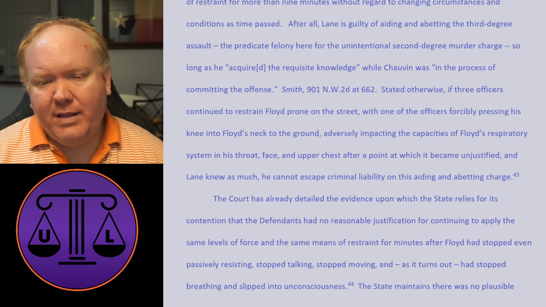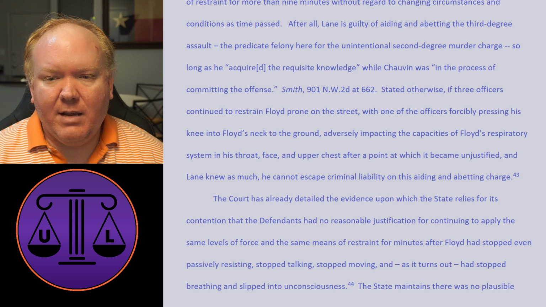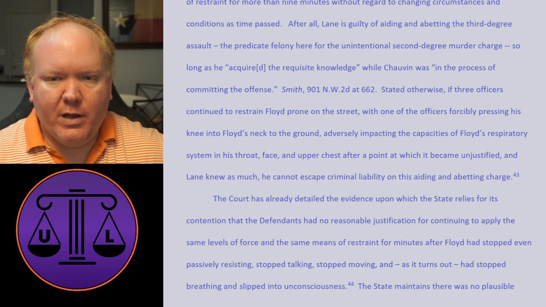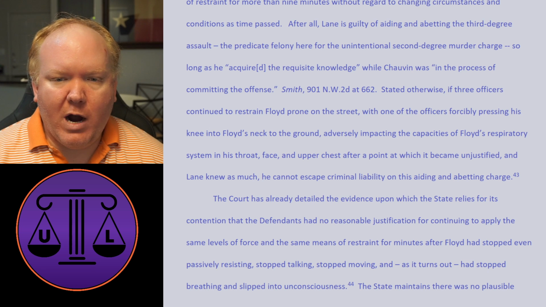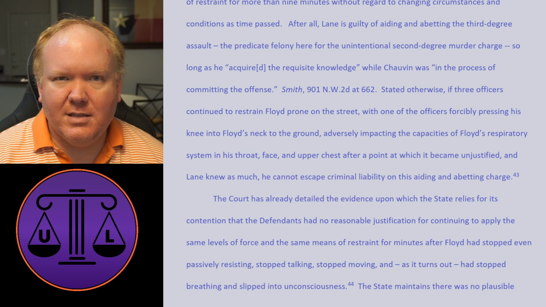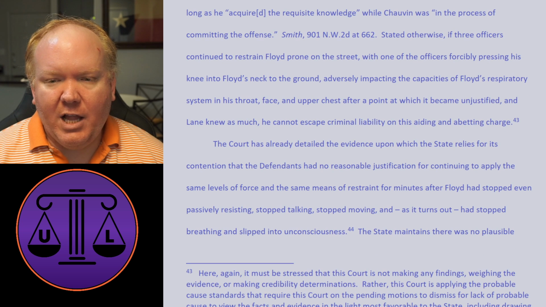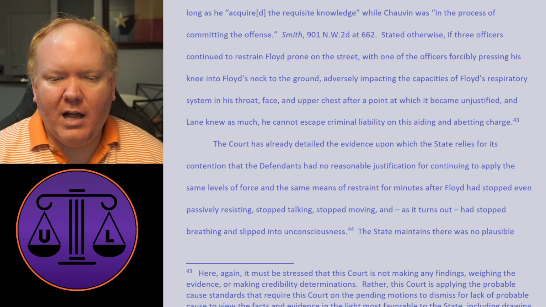Lane is guilty of aiding and abetting a third-degree assault, the predicate felony here for the unintended second-degree murder charge, so long as he acquired the requisite knowledge while Chauvin was in the process of committing the offense, which is debatable. Knowledge, as I was trying to summarize earlier, is to know a particular result would occur. There's evidence that would suggest that he knew, because there's a lot of things from the crowd and a lot of things that he was saying. But there's also things that would suggest he didn't know, because there's other information from the other officers, his training, all of this. So what was actually the state of his knowledge?